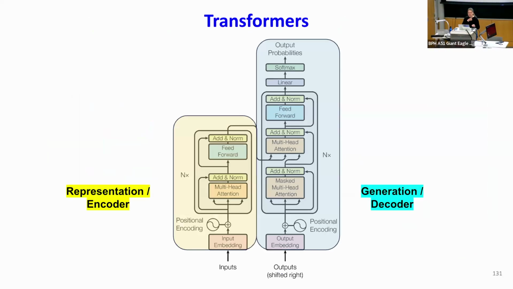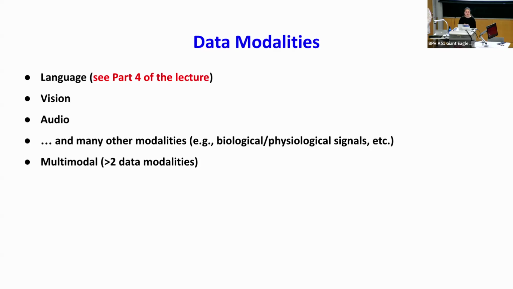Okay, so we discussed we have different transformer architectures. We can have encoder-only models, decoder-only models, or a combination of both of them. Now let's discuss where we can use it, with what kind of data. And the answer is basically we can try to use it with different data modalities. We can apply it to language, to vision, to audio, and many, many other modalities like biological or physiological signals, everything. At the same time, it can also be multimodal.